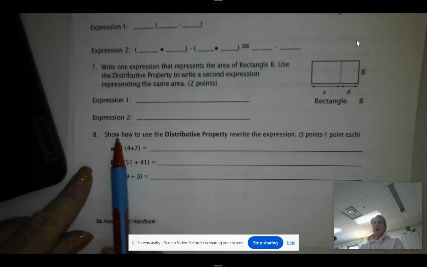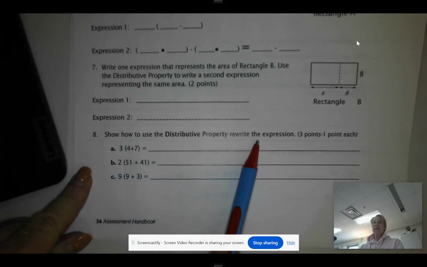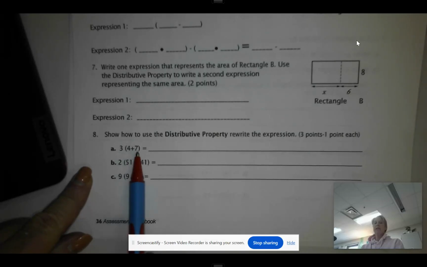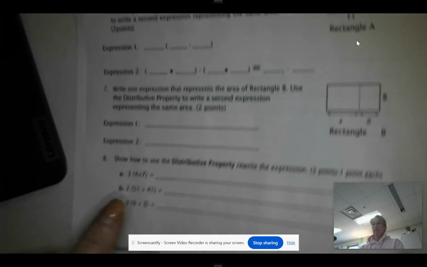Number 8, show how to use the distributive property to rewrite the expressions below. A, 3 times the quantity 4 plus 7. Pause while you do that. B, 2 times the quantity 51 plus 41. C, 9 times the quantity 9 plus 3. Pause while you finish.